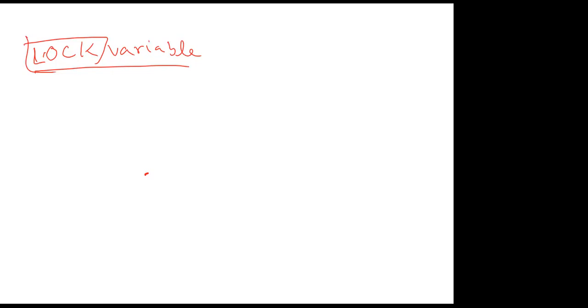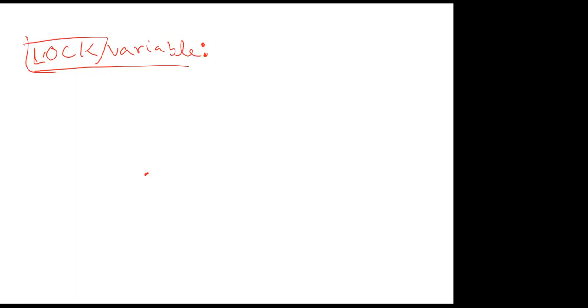We'll also learn the semaphore, another synchronization primitive, later. Today we learn this lock variable mechanism. You know that the goal of a synchronization mechanism is that two processes cannot be inside a critical section at a time. The same thing applies if you consider threads.